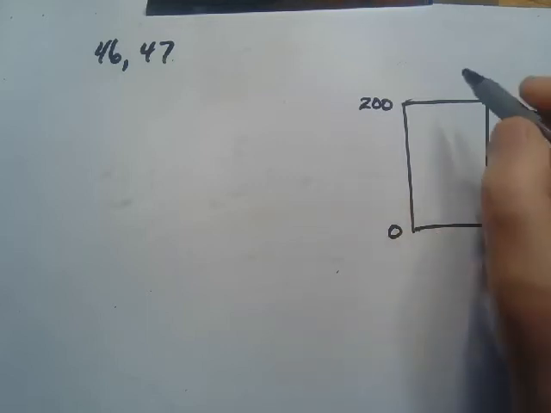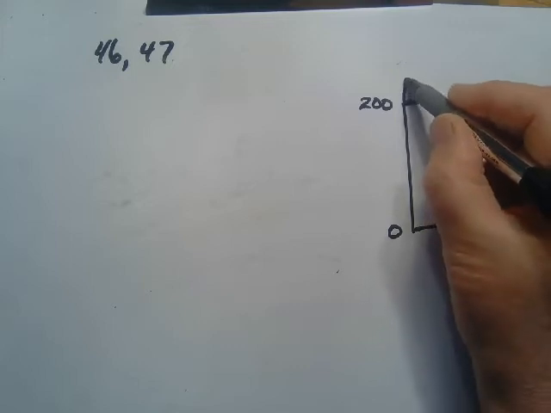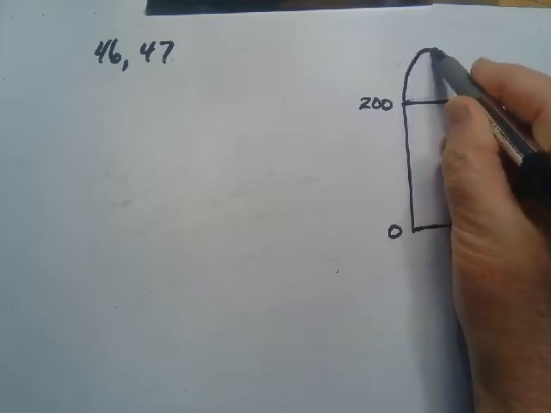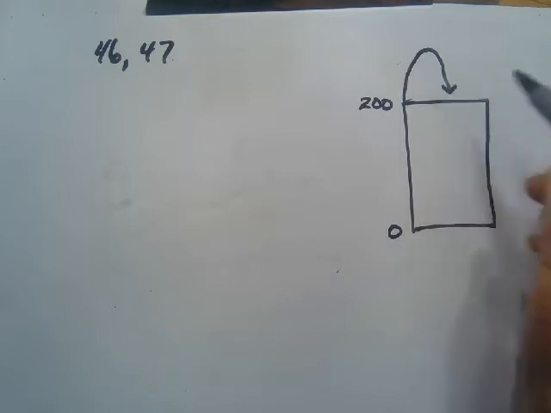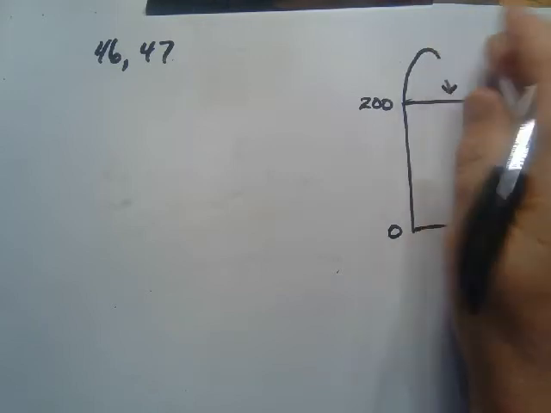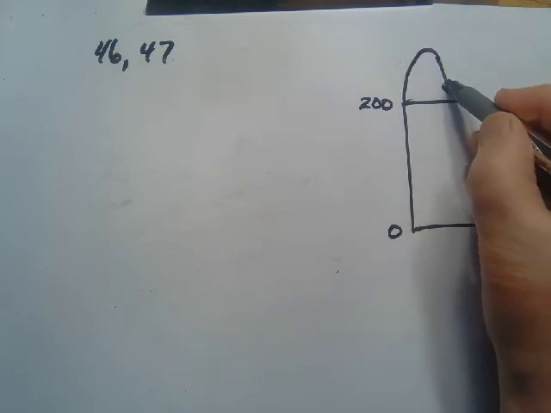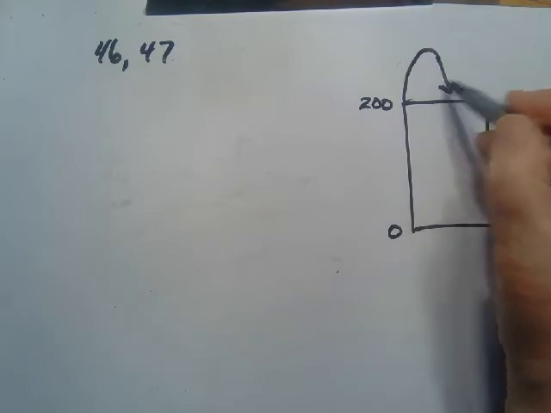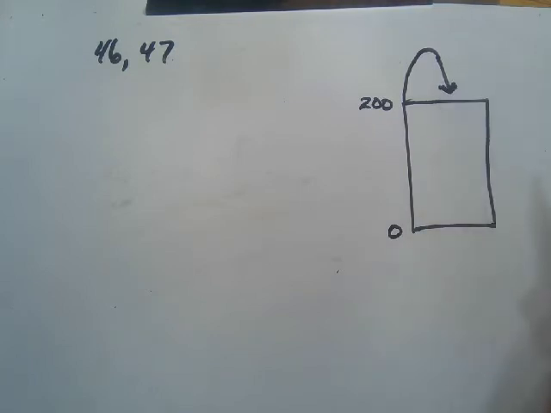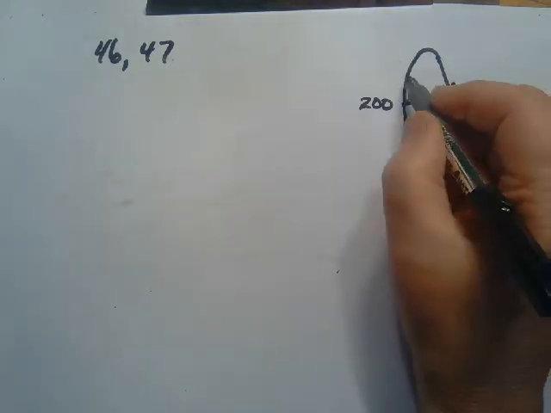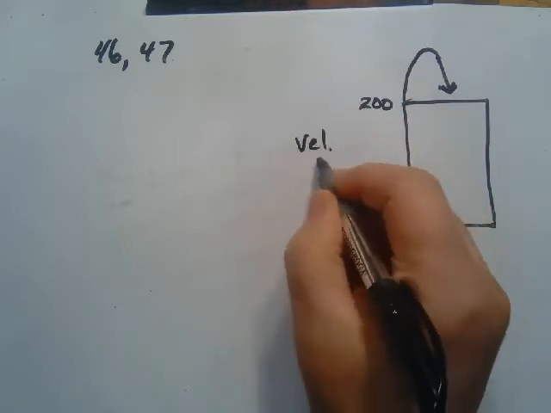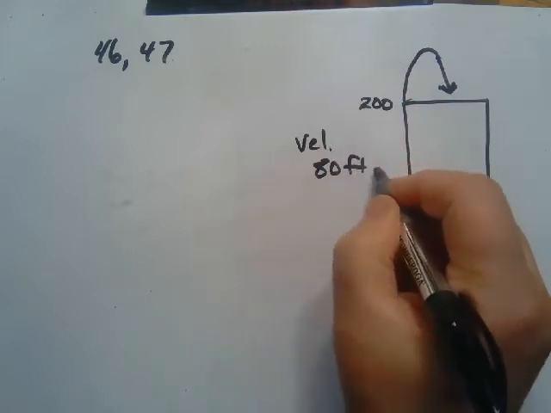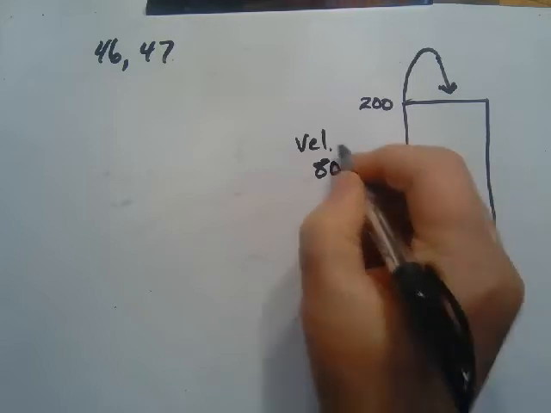This object is fired straight up. So they shoot it up in the air, and then it's going to come back down. We're creating a parabola, in fact, that's going to happen here. Let's show you why. It's fired up at a velocity of 80 feet per second, so it's shot off. Its velocity is 80 feet per second.